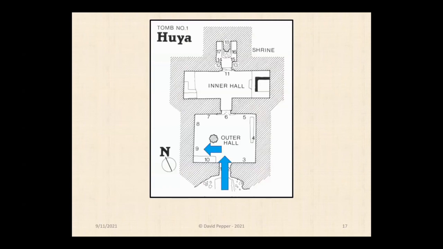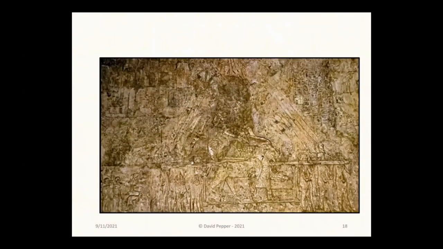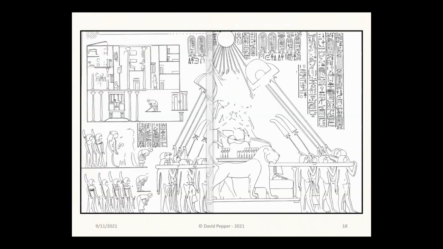Entering, turning left into the outer hall, on the west wall, number 9 on this plan, there's a scene showing Akhenaten and Nefertiti traveling towards the Durbar site, which is shown at number 8. Here's the left side of the Durbar scene, number 9 on the previous slide, as it looks today. And this is how it looked in the early 1900s when sketched by Davies. Here's the missing part of the scene, taken from a drawing by Lepsius done in the 1840s.